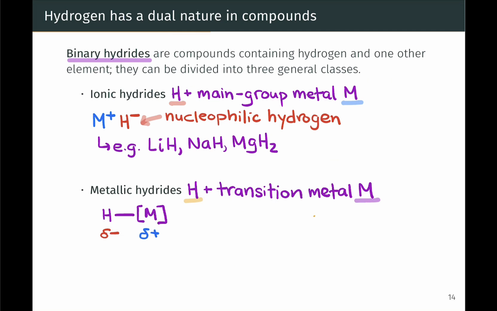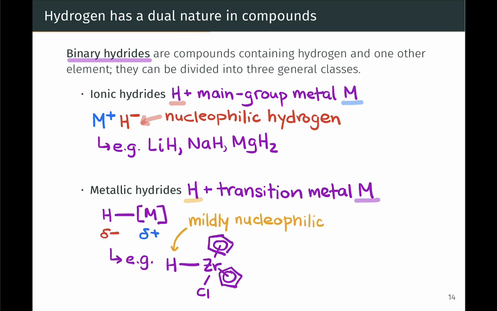with the hydrogen-metal bond being something like a polar covalent bond, but not polarized toward the metal, polarized toward the more electronegative hydrogen atom. So the hydrogen is still nucleophilic, but not so much as in an ionic hydride with a group 1 or 2 metal. An example of a metallic hydride compound is this compound. It's known as Schwartz's reagent, or zirconocene hydrochloride.